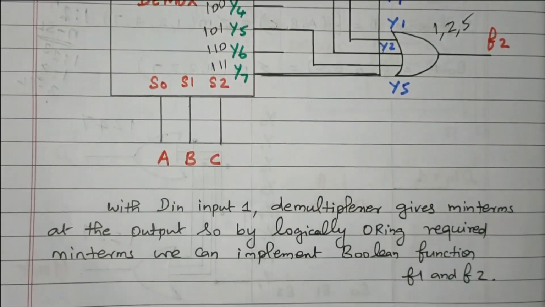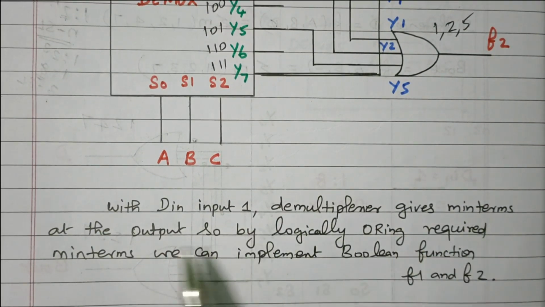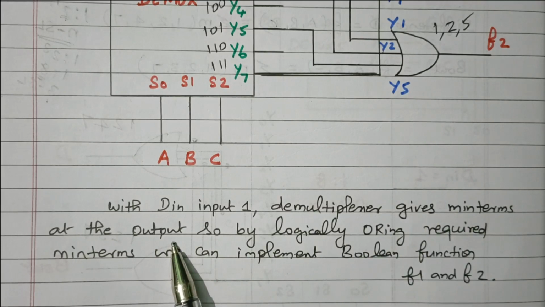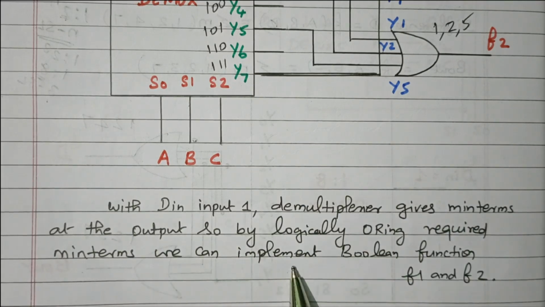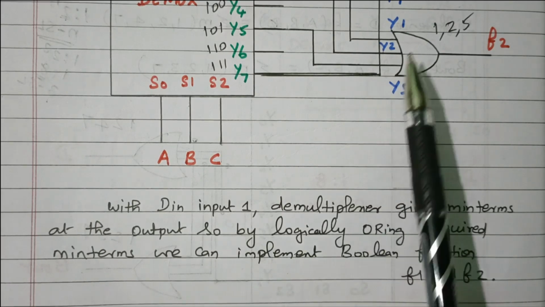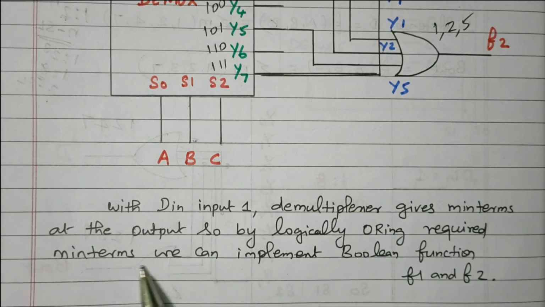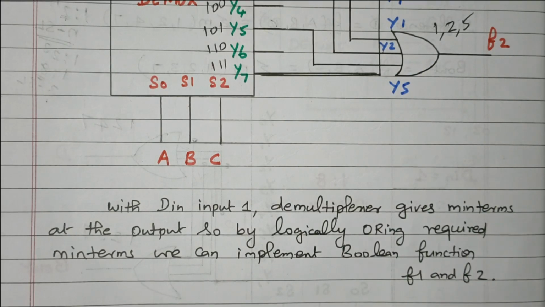Here the summary is available. With D input as 1, the demultiplexer gives min terms at the output. Min terms means 0, 1, 2 up to 7. So by logically ORing, that means sum of min terms, using an OR gate, we can implement the required min terms. For function f1 we need 0, 3, 7. For function f2 we need 1, 2, 5. The required min terms are implemented, so that we can get the Boolean functions f1 and f2. So here we discussed how to implement a demultiplexer for a given Boolean function.